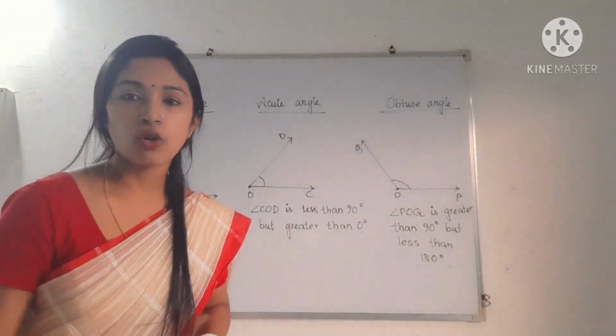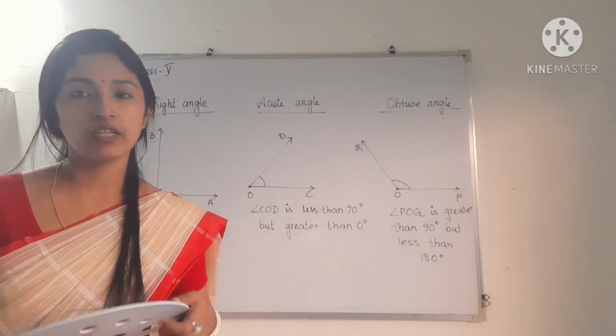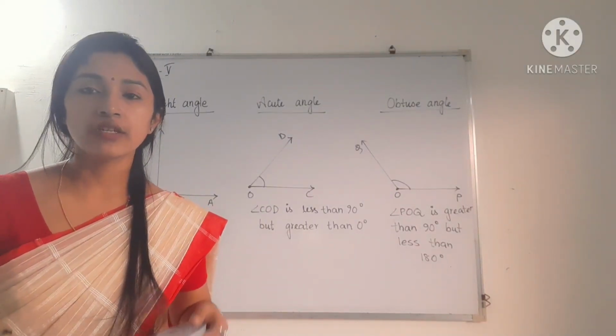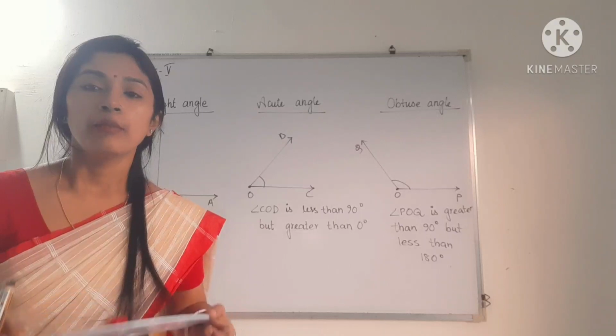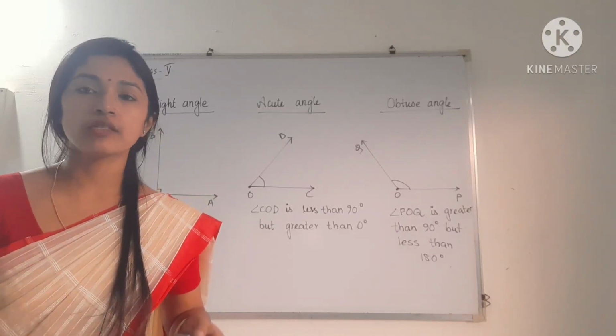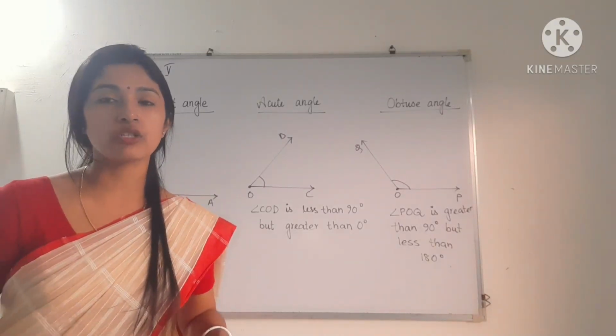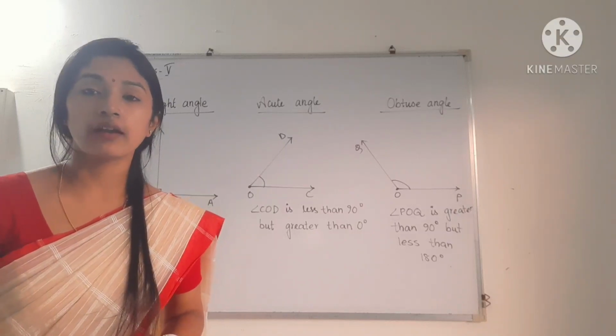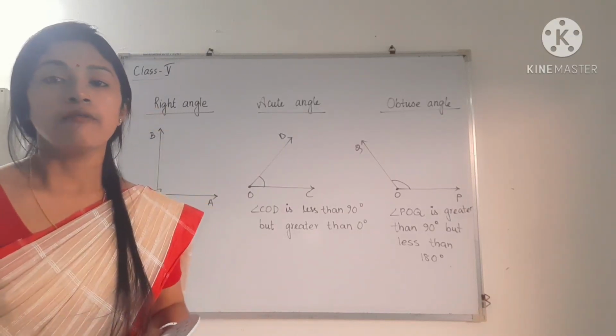Okay, so the next topic and the most important topic, I already told you earlier: how much does a right angle measure, what is the measurement of acute angle, and what is the measure of obtuse and straight angle. Okay, so now we will learn about this.